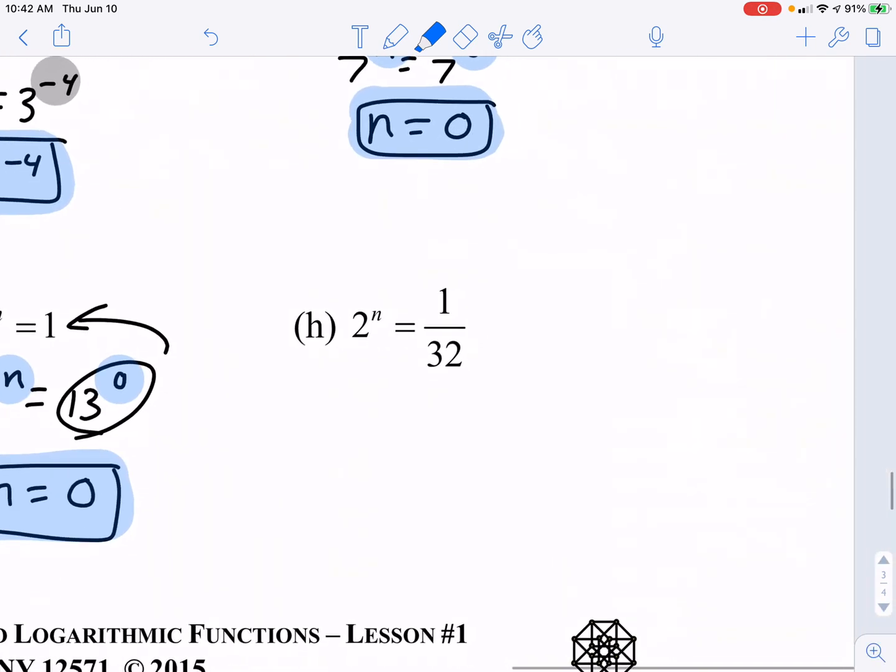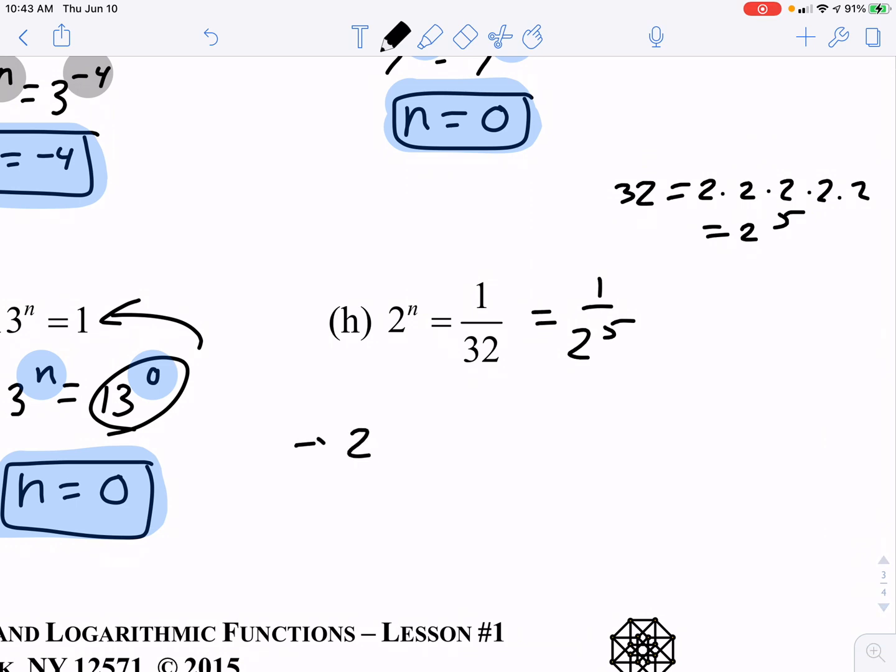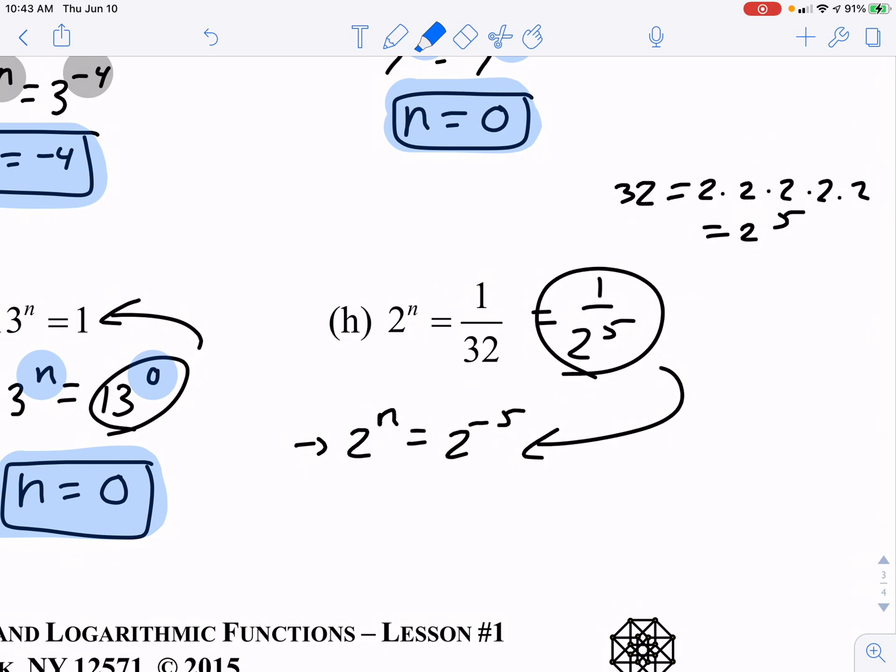And in letter H, 2 to the n equals 2 to the 32. Well, it turns out that 32 is actually 2 times 2 times 2 times 2 times 2, which is 2 to the 5th power. So we can rewrite this as 2 to the negative 5th power. And if 2 to the n equals 2 to the negative 5th power, then that must mean n is equal to negative 5.